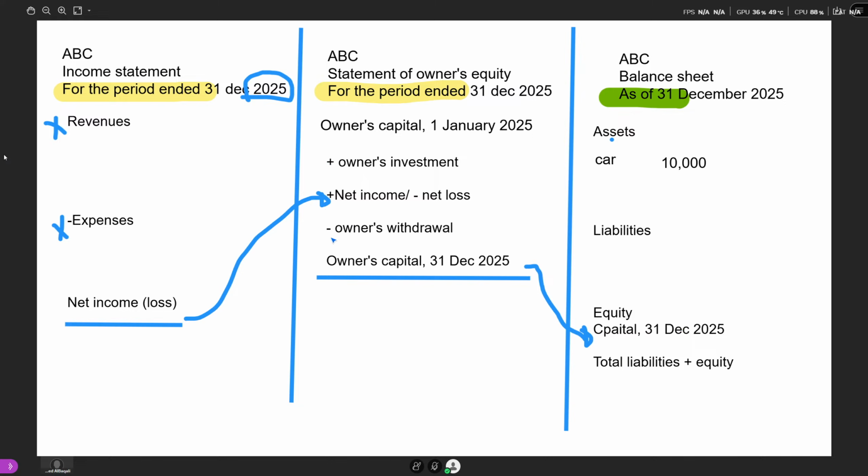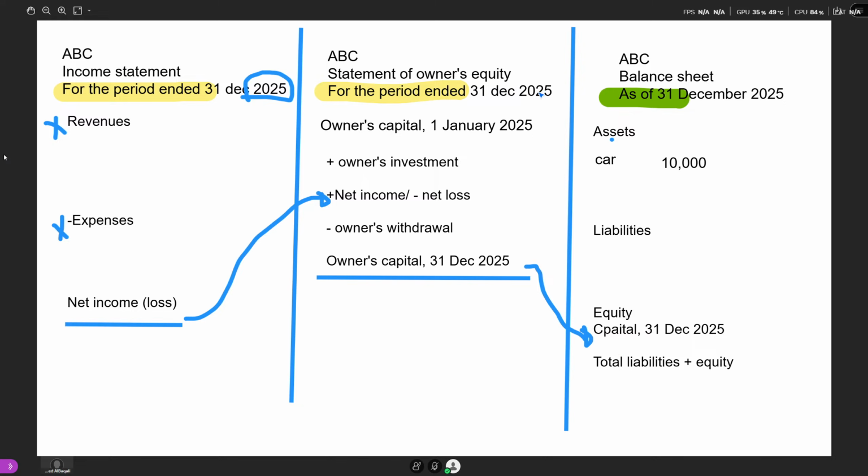And the same for the items that you see in here. Next year, in year 26, when you will prepare a statement of owner's equity, you will start with your capital at the beginning of the period, which is basically your owner's capital on 31st of December 25, because your beginning capital is always your ending capital from the preceding period.